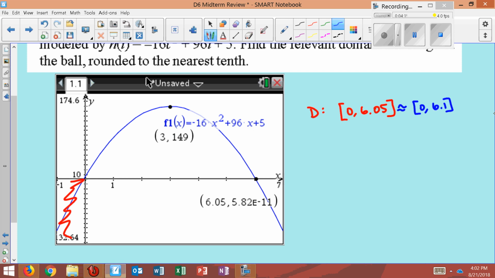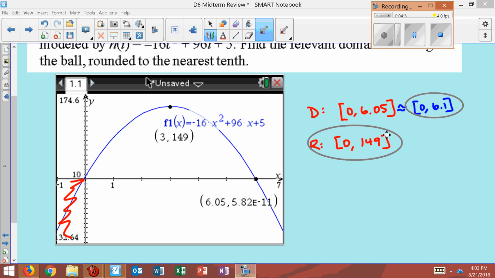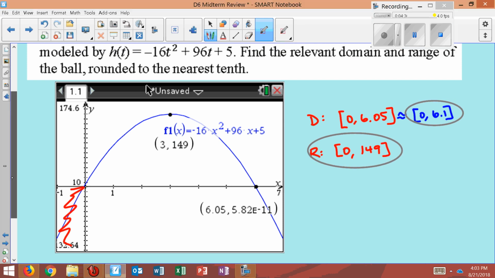And now I go on to the range. Now the range is talking about the lowest value to the highest. Well, again, the ball hits the ground. So that's the lowest of 0. And now the highest value is here at 149. That's the highest the ball ever travels. And I would just leave that one in that regard. So that would be my answer. I've circled them up. That would be my relevant domain and the relevant range.